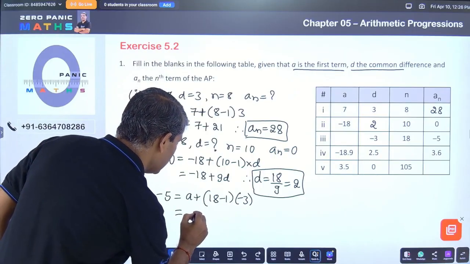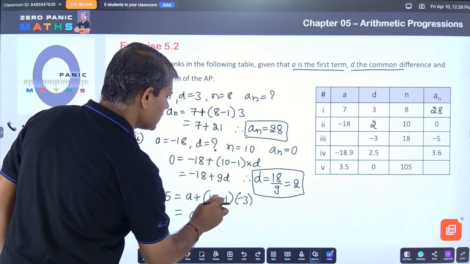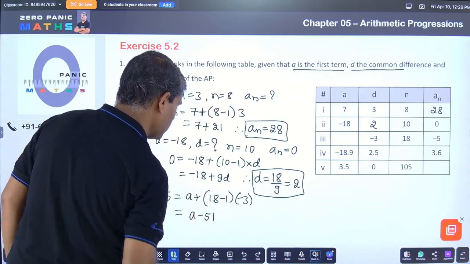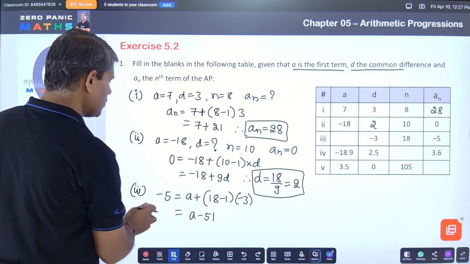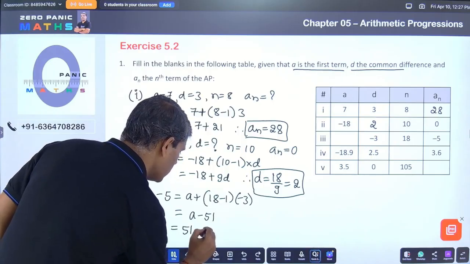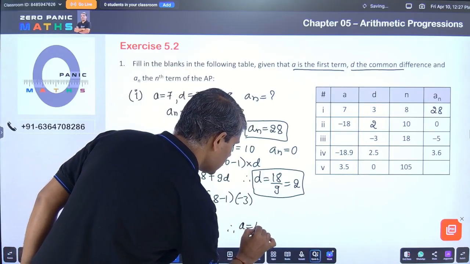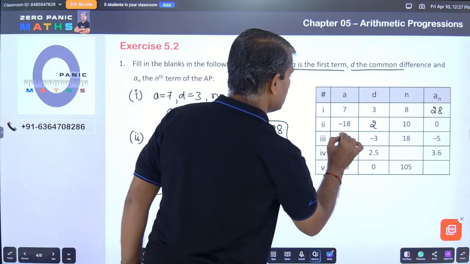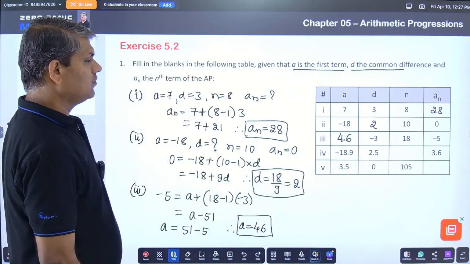So it is a, and 17 times minus 3 is minus 51. Minus 51, if you take it to the left side, it will be plus 51 minus 5. What is that then? a is equal to 46. So a is equal to 46 is the missing value in the third problem.